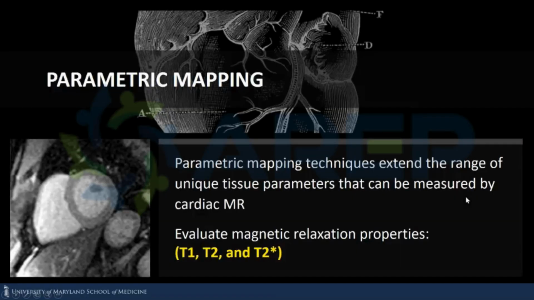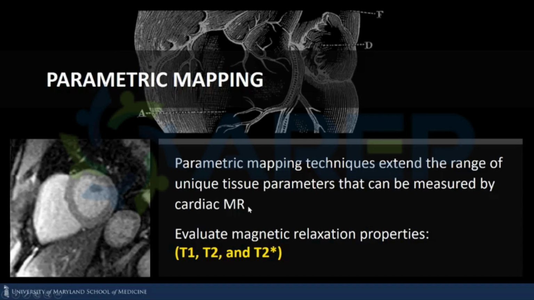Now, parametric mapping, this is a newer technique that we use with MRI, and this allows us to better characterize the presence of abnormalities. Again, we can identify microscopic interstitial fibrosis where you may not have focal areas of late enhancement. Now, we call it parametric mapping because essentially we are mapping different MRI parameters. So there's T1 mapping, T2 mapping, as well as T2 star mapping. And each one of these particular sequences help us identify certain characteristics of the myocardial tissue.